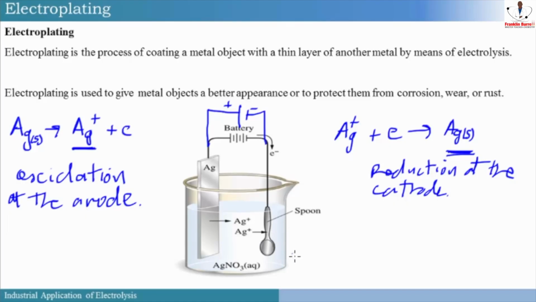After which we would remove it and sand it down to make it shiny. And that is our process of electroplating. So you pretty much can electroplate any metal you want to electroplate with another metal by following this process. Let us take a look at this simulation.